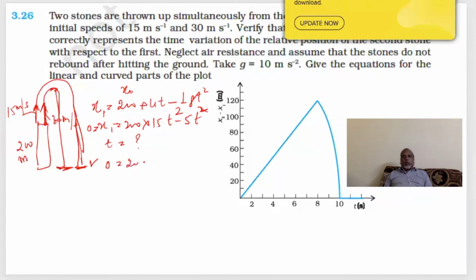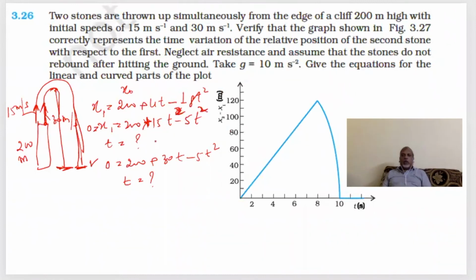Another equation, this will be plus, this is 2, 15t minus 5t. You can find out t here. If you solve this, this will come as 8 seconds and this will come as 10 seconds.